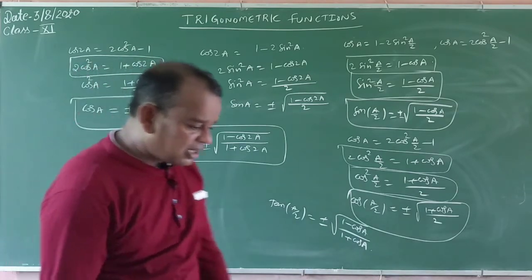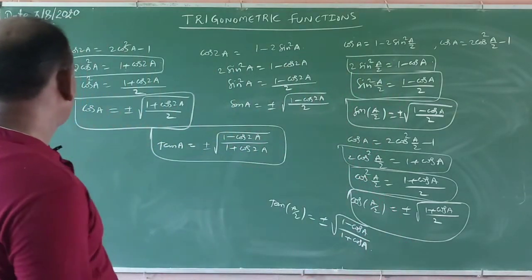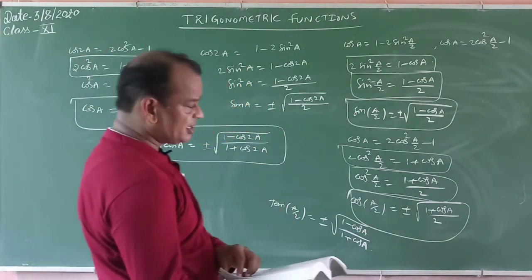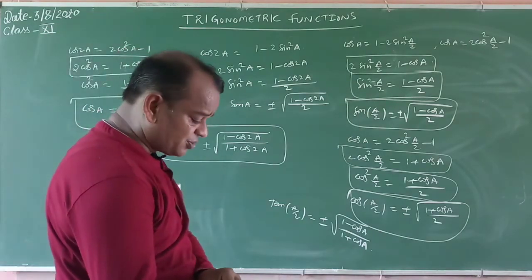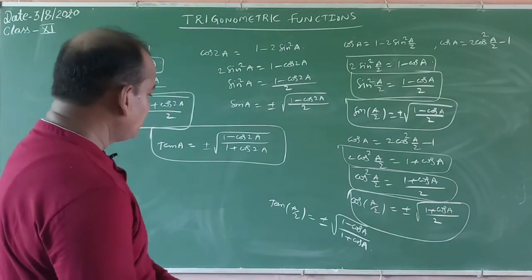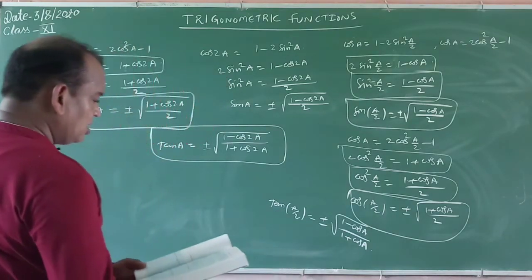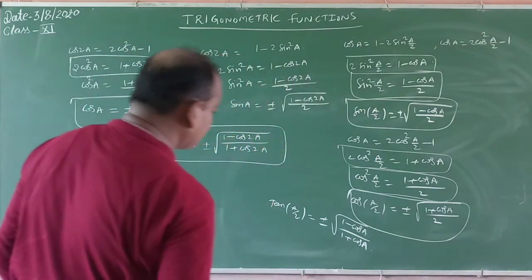Please remember these formulas. What are the formulas? The formula of sin A by 2 is plus or minus root over (1 minus cos A) by 2. The cos A by 2 formula is plus or minus root over (1 plus cos A) by 2. Next, what is the formula of tan A by 2? That equals plus or minus root over (1 minus cos A) by (1 plus cos A).